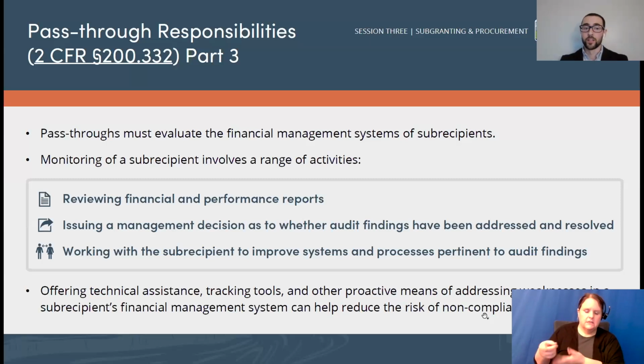All of this can help reduce the risk of non-compliance and fraud, and help to bolster the financial management system of the subrecipient. There's quite a bit there that pertains to pass-through entities, and those responsibilities can be numerous and significant.